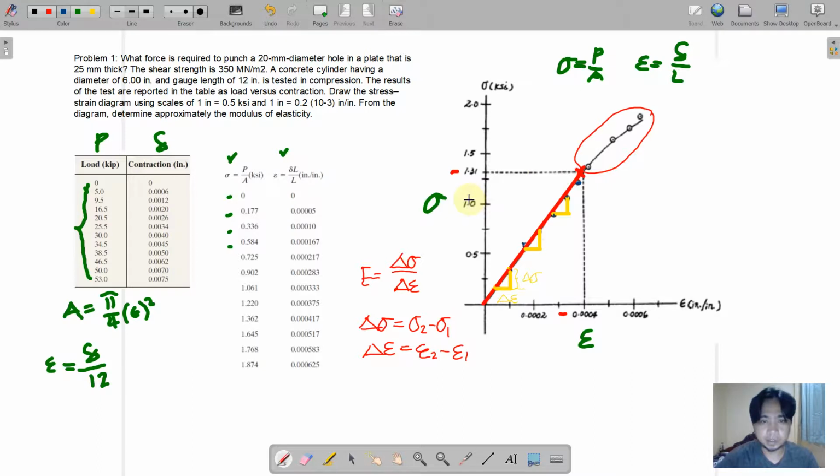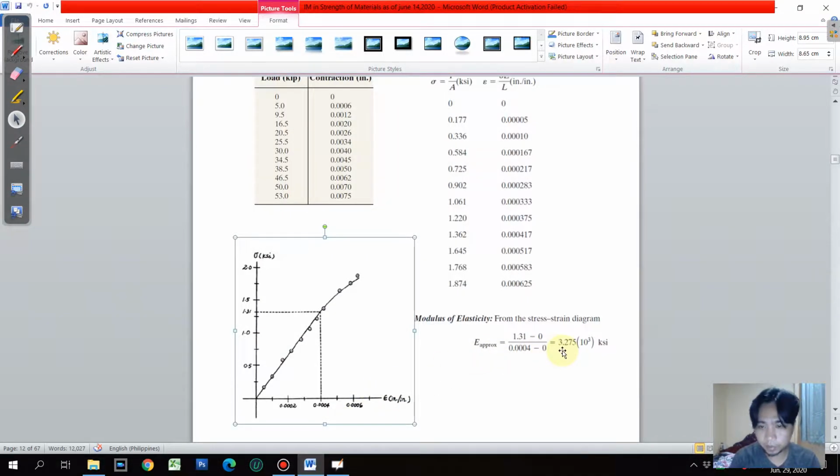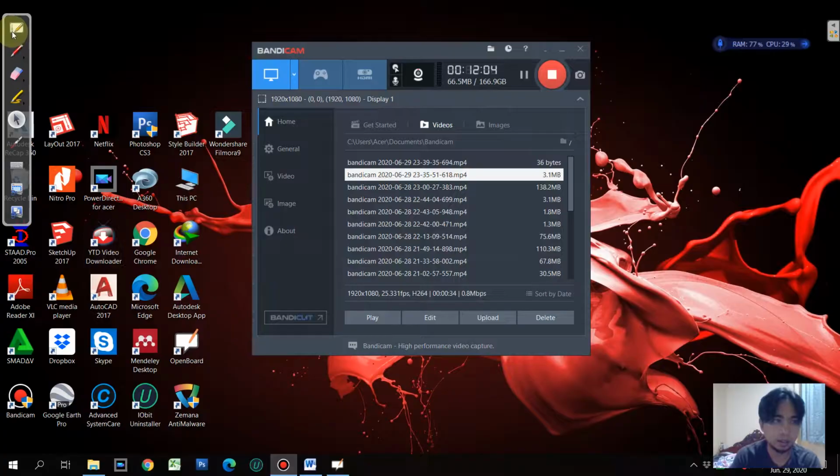So as a solution, the solution here is equal to the obtained sigma all over the obtained approximate values for sigma and epsilon. So basically we have come up with a value equivalent to 1.31 all over 0.004. So let me check. We have here 3.275 times 10 raised to 3 KSI.